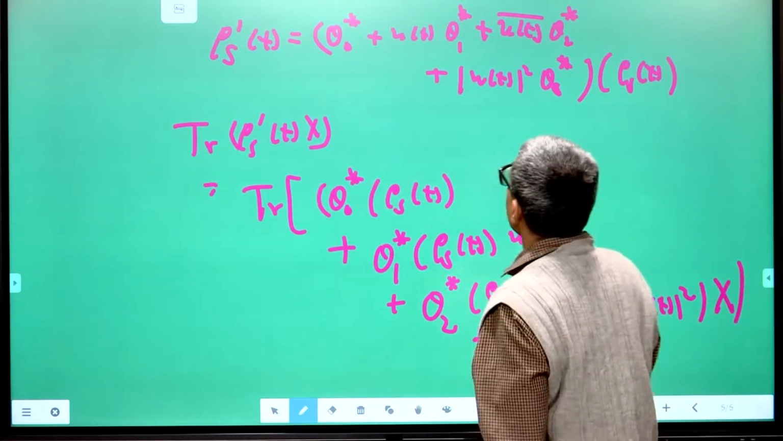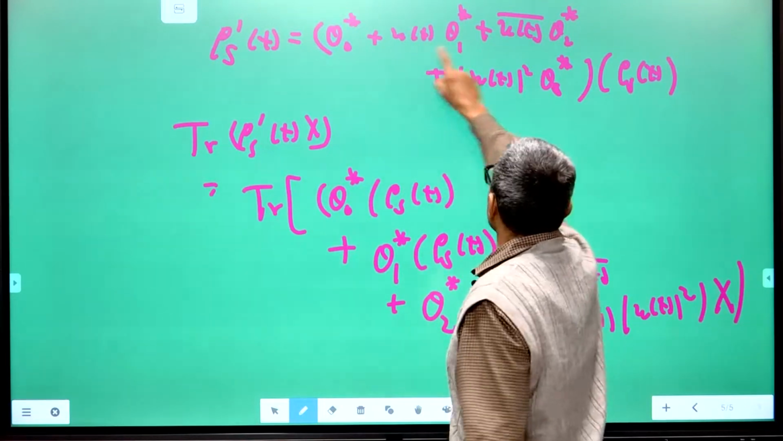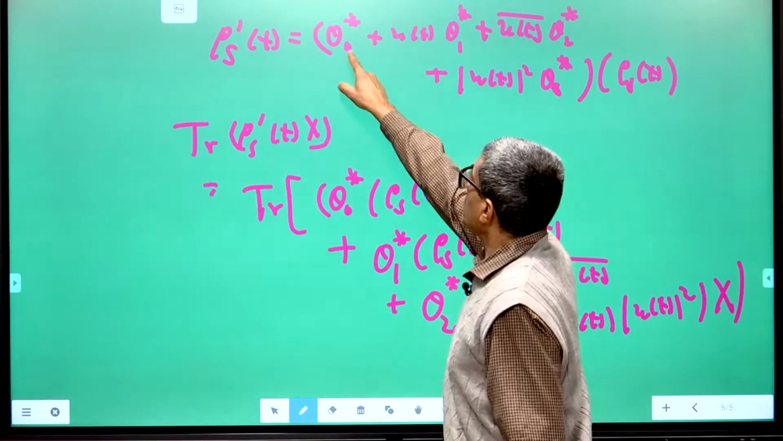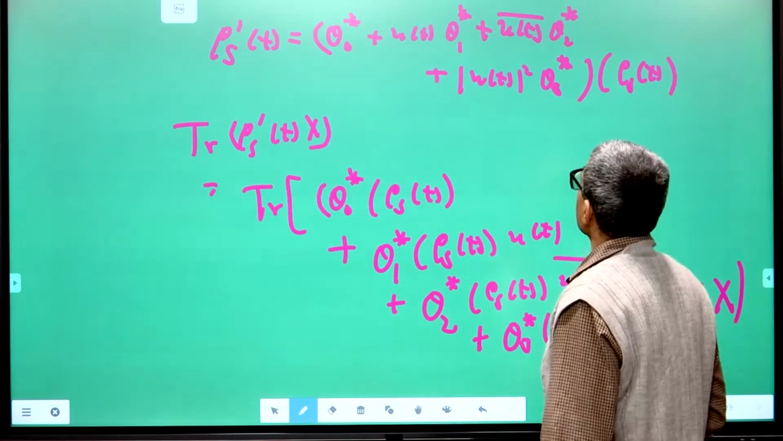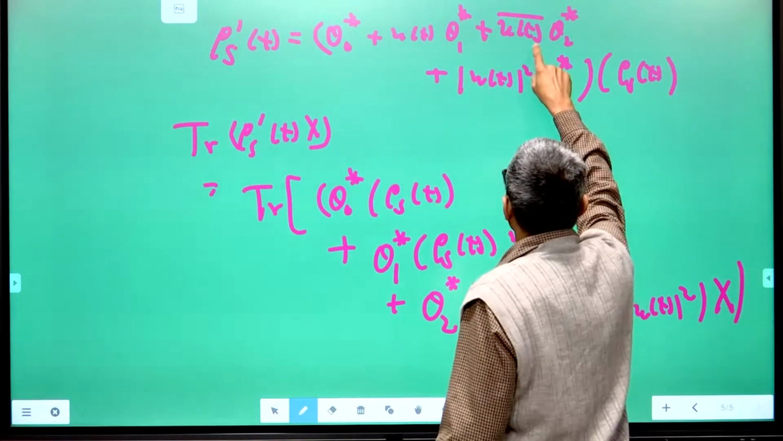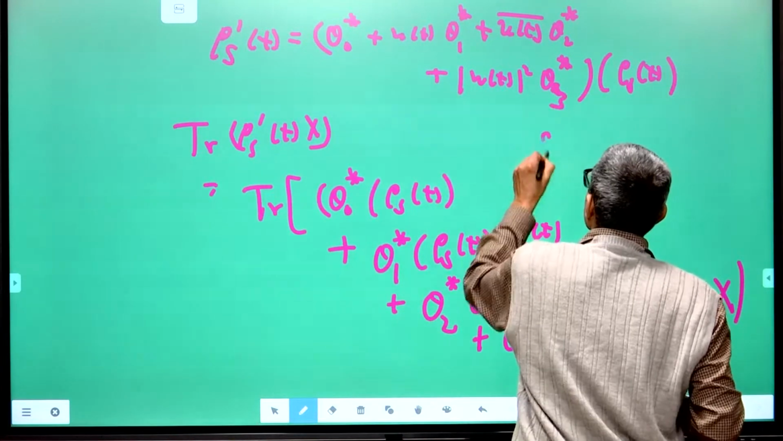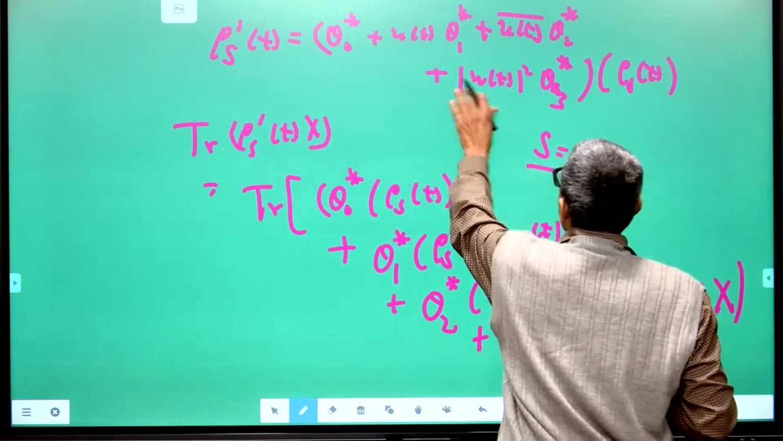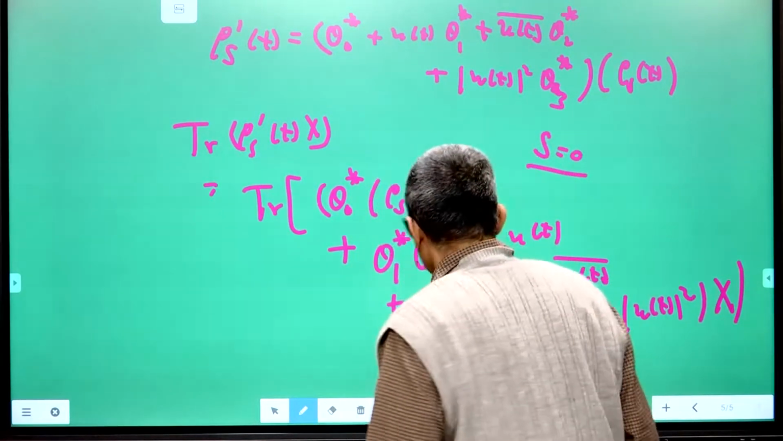In special cases, you can take the vacuum coherent state in which u is 0, and you get simply theta 0 star acting on rho s t, where theta 0 was described earlier in terms of the Hamiltonian and the Lindblad operators. And you can take a special case in which u t is not a coherent state, but you do not have any theta 3, whereas your s is 0. In that case, you do not get the number term in the Lindblad equation. This is the first remark which I wanted to make.